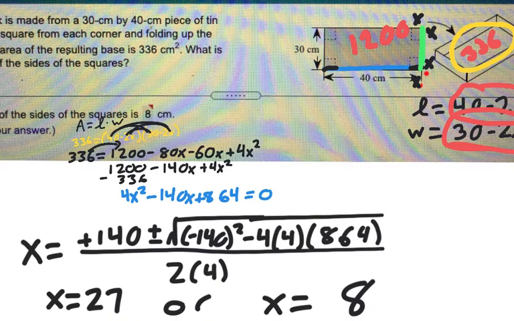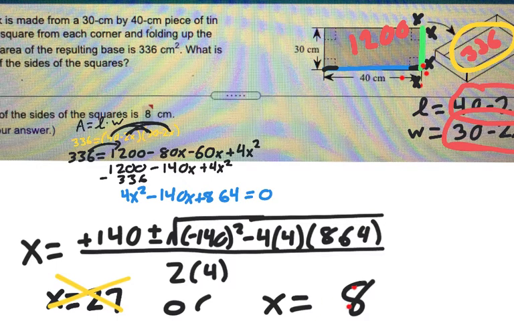Okay, so let's think about it again. This x represents how much I'm cutting out of the corner. Well, if I cut out 27 from both corners, then I'd be cutting out 27, and another 27 would mean I'm cutting out 54 centimeters. Well, that doesn't make sense because the entire side was only 40 centimeters to start with. So 27 is not a valid answer, so I'm going to throw it out.